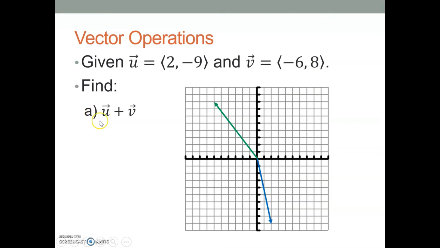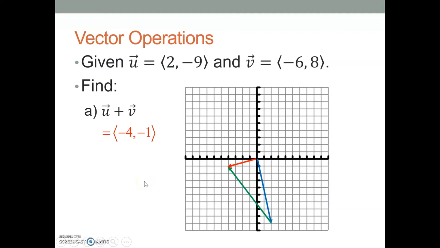In order to visually represent addition of two vectors, I will take the second vector, the green one, and move it to the terminal point of the first vector. So what we're doing is we're taking vector u, and from there adding on vector v. This new location, which is at -4, -1, is the result of adding two vectors together, and we call that a resultant vector.